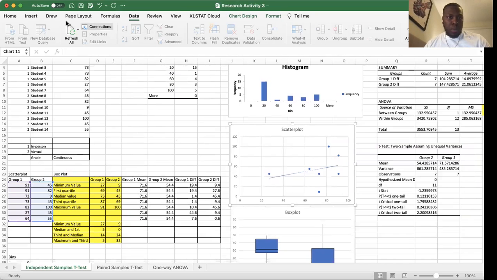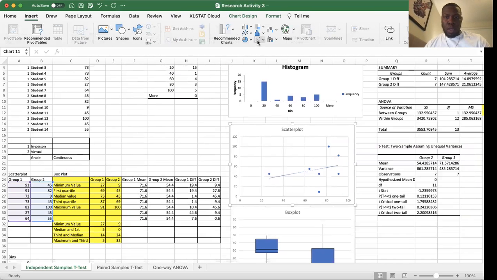Then I would come up here to insert. I will click scatter plot, and then I will click the actual scatter plot for itself. And then it will provide you with this chart right here. Now, with a scatter plot, what you have to keep in mind is that you're looking for a positive relationship or a negative relationship. And you also can have no relationship. Positive relationship starts from the bottom corner of the left-hand side and goes up to the top right. And then a negative relationship starts from the top left and goes down to the bottom right. And then no relationship is all over the place.